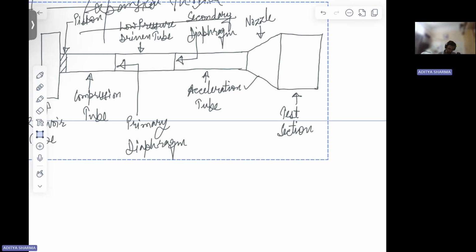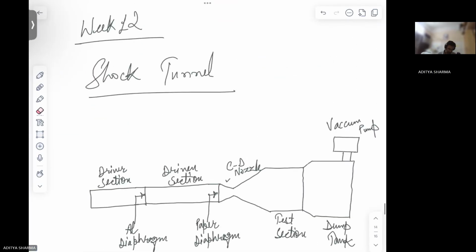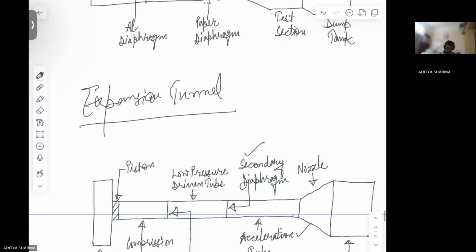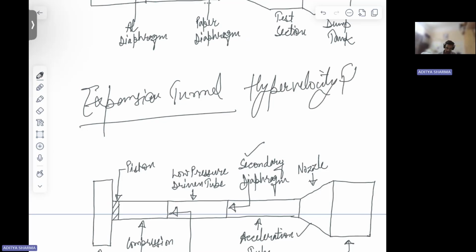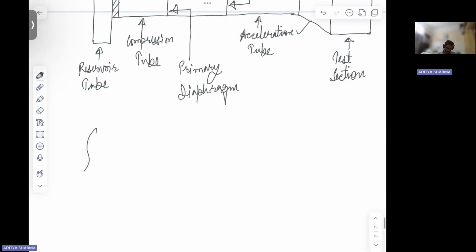Then we have expansion tunnel. So your shock tunnel can generate hypersonic flows. Expansion tunnel can generate your hypervelocity flows. Okay, hypervelocity means of the order of 8 kilometers per second. Then there is shock tube also.